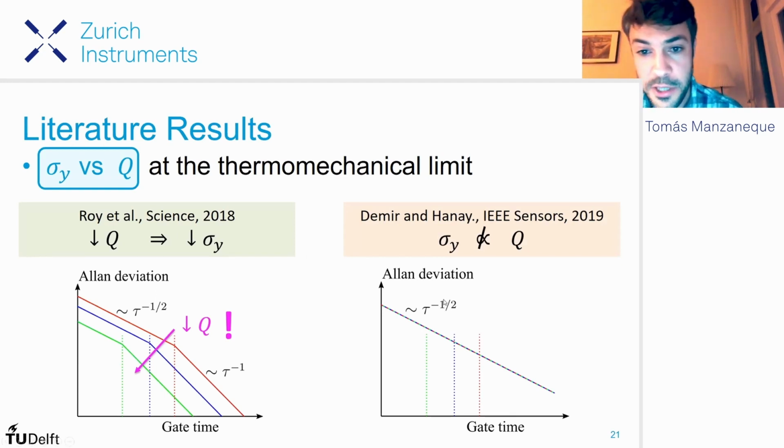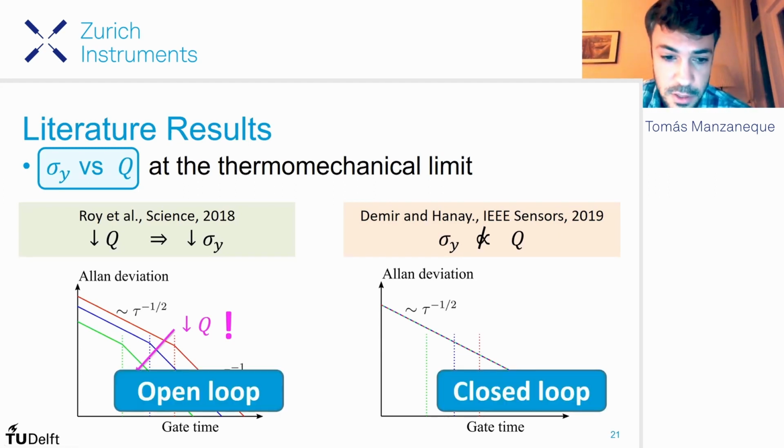And then just 1 year later, there was another paper from Demir and Hanay in IEEE Sensors. And here the conclusion was that actually the ultimate limit for the Allan deviation is independent of the quality factor of the resonator. So these are different conclusions for the same problem. And the reason for this is that one group analyzed the response in open loop and the other one considered the closed loop behavior. So you can see here how important it is to have a clear view of what is open loop and closed loop in terms of Allan deviation.